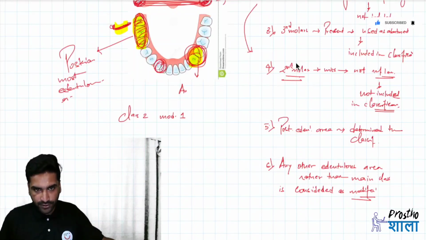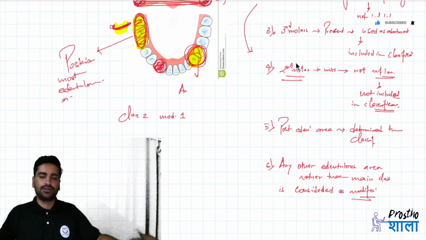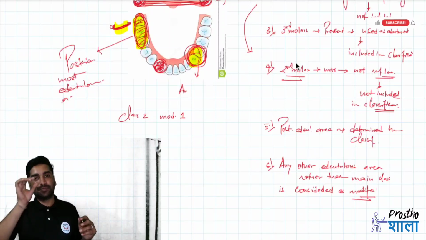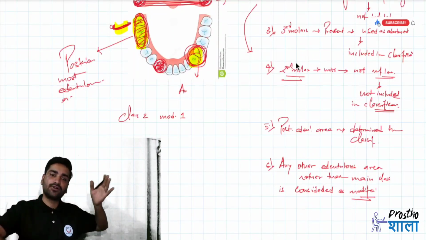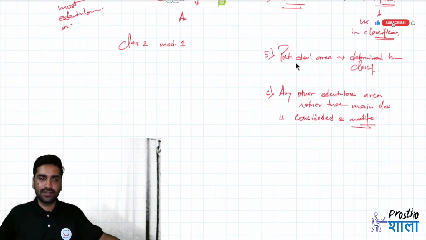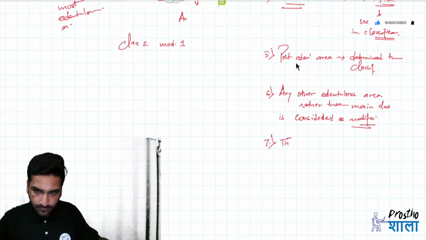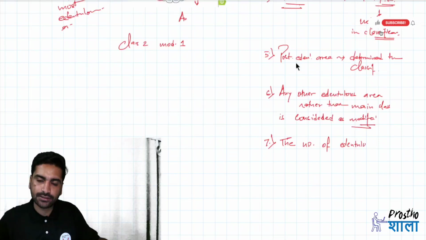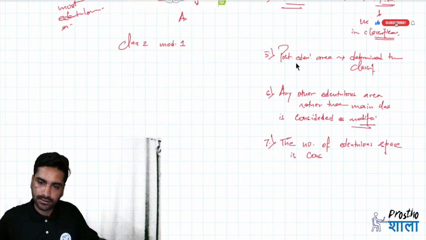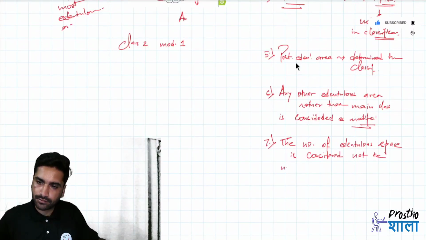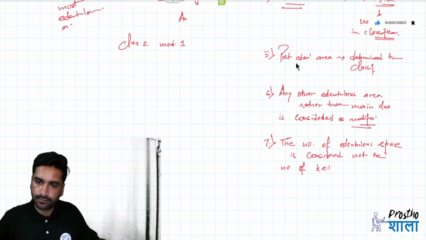If one more space is missing, it becomes modification 2. So like that, the space is taken into account, not the number of missing teeth in the modification space. If there are two additional edentulous areas, it is mod 2, not the number of teeth which are missing. The number of edentulous spaces is considered, not the number of teeth missing.